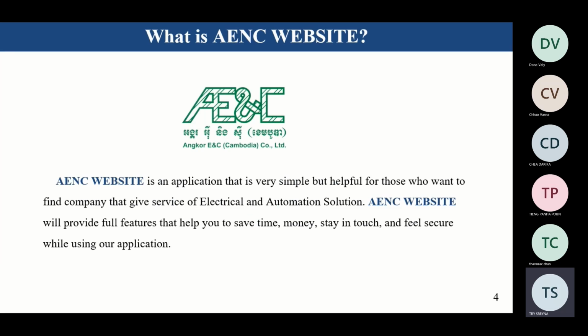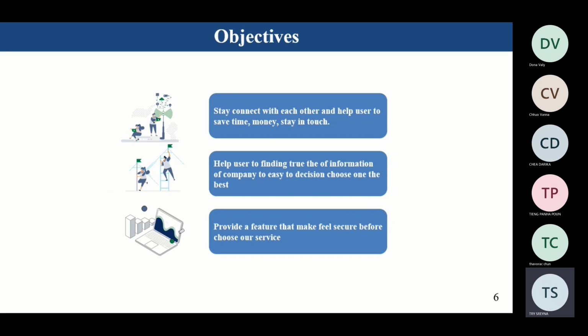What is the Aesc website? The Aesc website is an application that is very simple but helpful for those who want to find companies that provide electrical and automation solution services. The Aesc website will provide full features that help you save time and money, stay intact, and feel secure while using our application. The objectives of the Aesc website are to stay connected with each other and help users save time and money, stay intact. Help users find information about companies so it is easy to decide and choose the best one. Provide a feature that makes you secure before choosing our service.